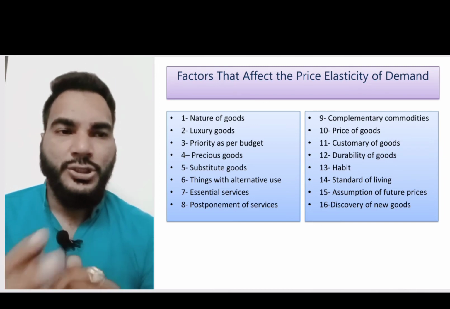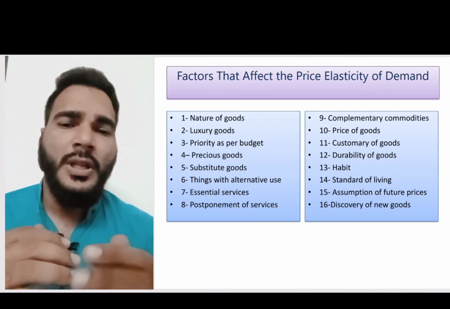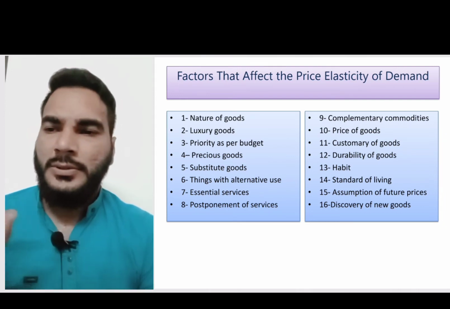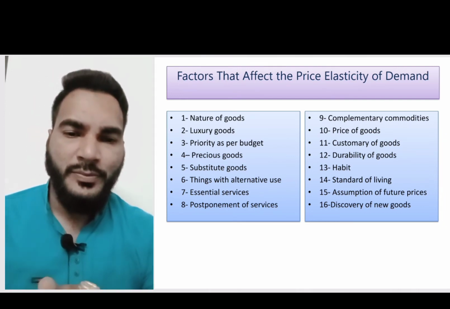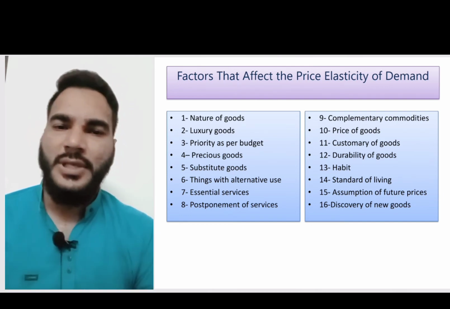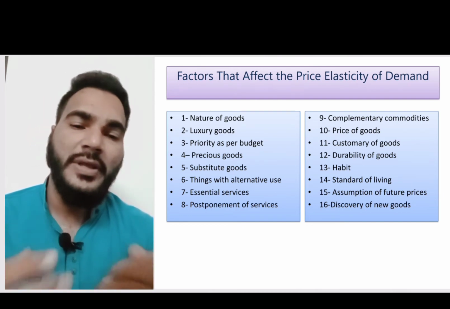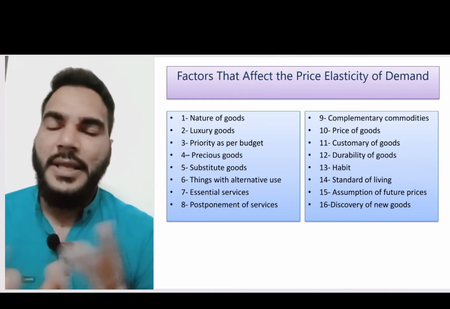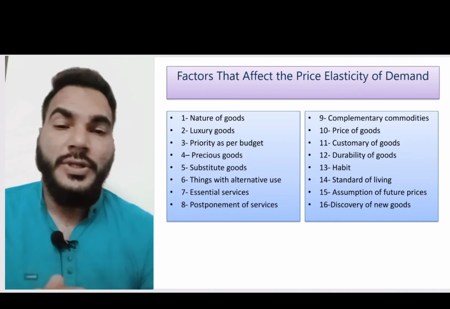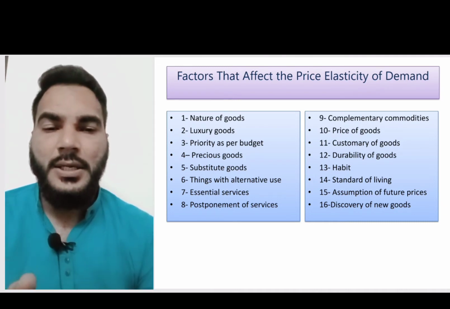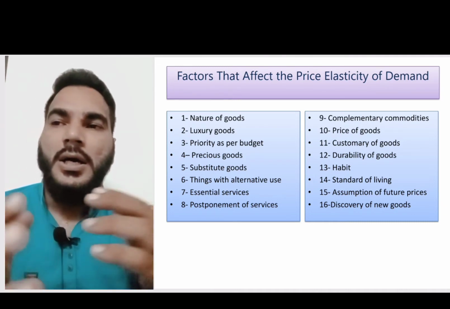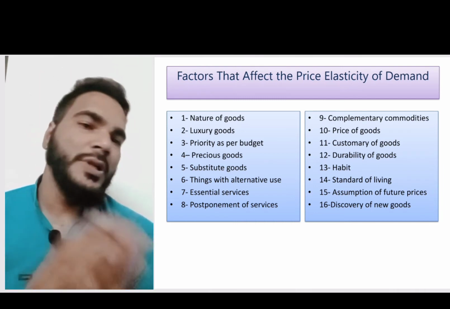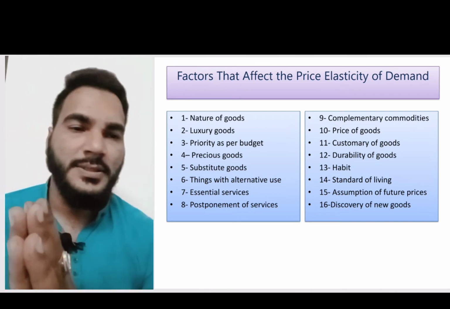The first one is the nature of goods. Basically, we have primary goods, and second we have secondary goods. Primary goods are very essential for us, and secondary goods are only for our entertainment or something. If we take the example of grain, grain is very important for us. And second, if we take the example of mobile phones or TVs, these are secondary goods for us. So that actually affects the elasticity of demand.